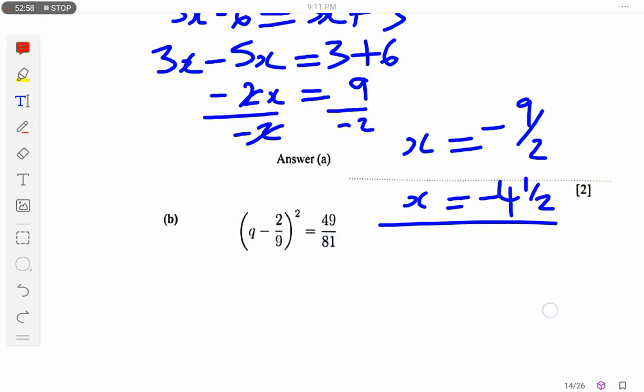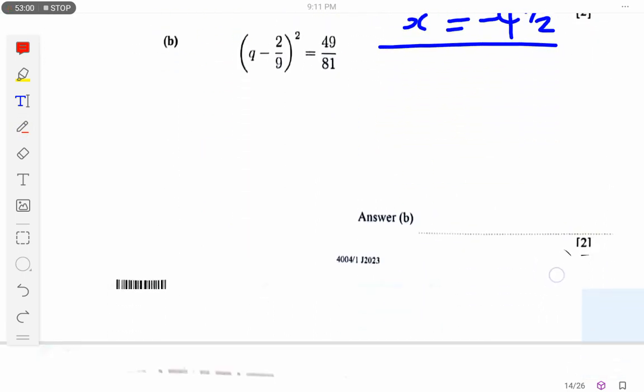Now we have this question. The easiest way that I do is this. I have q minus 2 over 9 to the power of 2. To remove this power here, I'll divide by 2. So when I'm dividing by 2, it's like I'm multiplying 2 by 1 over 2. So I can also come this side and multiply by 1 over 2.